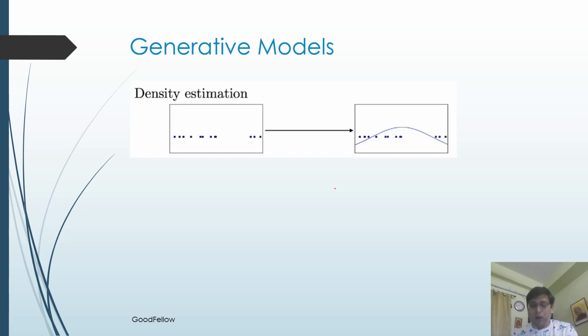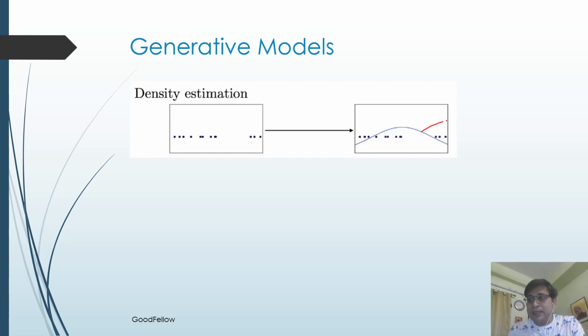So generative models actually have two objectives. One is density estimation, or estimation of the probability density function. So let's say you are given some points in a 1D plane, which are shown in the left hand side. So what you want to find out is which probability density function would have generated such kind of observation in the left hand side.